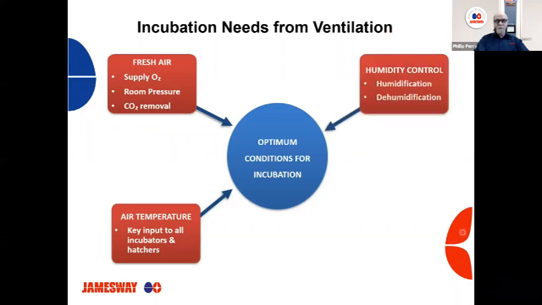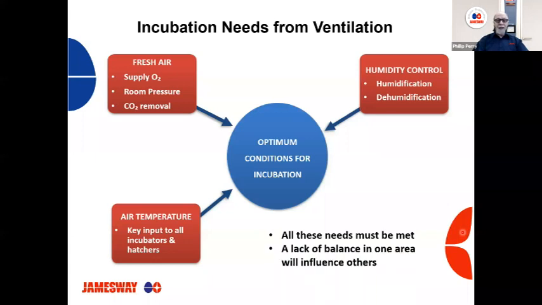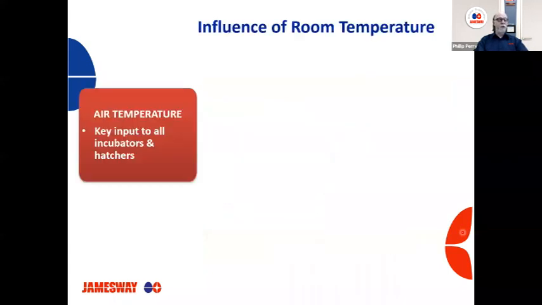Humidity control. We'll take a look at these and break them down some, but humidity control is humidification, and in recent years I've seen come into the hatching industry, dehumidification. So now we're able to dehumidify the air in the rooms, especially in hotter, moist climates. We can condition that air a lot better now. So all these needs must be met to have an optimum condition, and a lack of balance in one area can influence the others. And we'll take a look at how these interact and can interfere with each other.